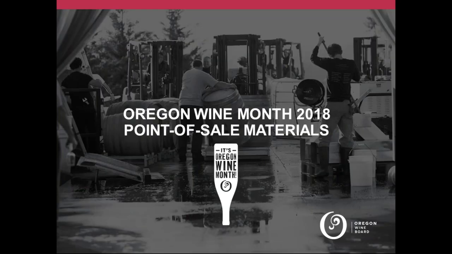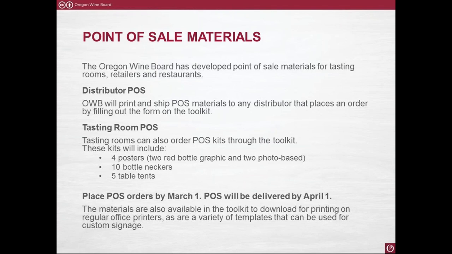So the Oregon Wine Board every year produces a suite of POS materials that are available to you and to your accounts and your tasting rooms. And so we can take a second now to go through the point of sale materials that are available this year. These materials are available, as I said, for your distributor. In order for the distributor to receive these, they can fill out a form on the toolkit. And if you'd like some of these materials in your tasting room, you can fill out a form on the toolkit as well. For tasting rooms, the POS is available in kits.